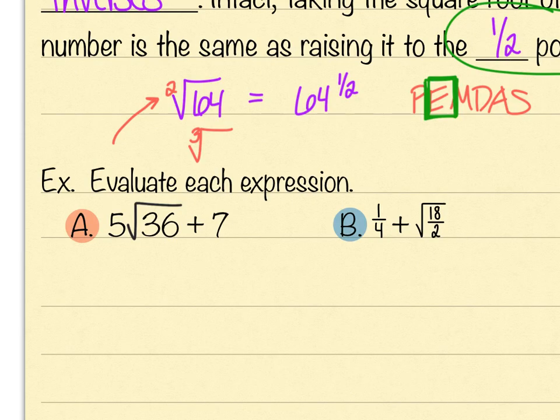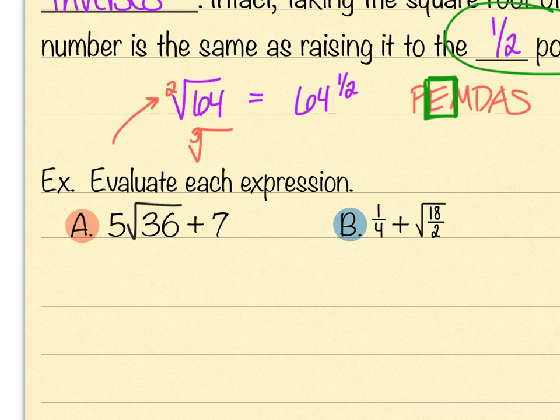So these next examples are going to have us actually evaluate these expressions using the order of operations, parentheses, exponents, multiply, divide, add, and subtract, or PEMDAS. And so when we solve them, like I said, we treat the square root symbols like they're exponents. So here we have 3 operations going on here. We've got multiplying the 5 to the square root of 36, which is the square root of 36 in itself. And then we have adding. So multiplying a square root, which is an exponent, and adding. So we have to do the square root first because it comes first in order of operations.